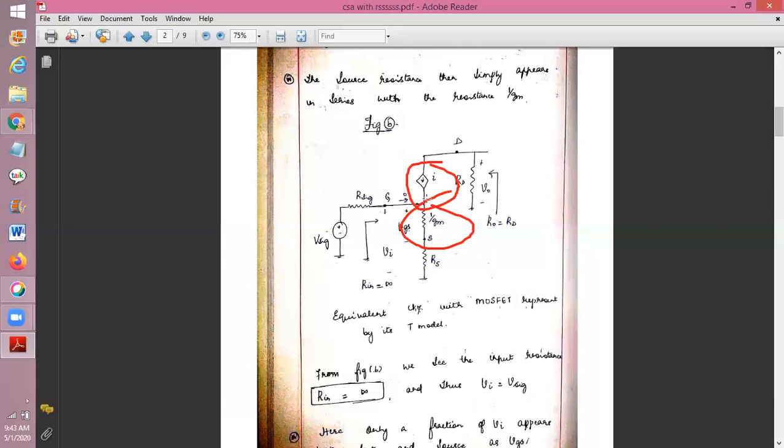So for the T equivalent circuit, from the gate you draw a line like this, from the drain you show the dependent source, and from the gate towards the source you show 1 by Gm. The remaining circuitry remains the same. Only the MOSFET part you have replaced with the dependent source and 1 by Gm. And what we have to do? We have to start deriving the parameters.